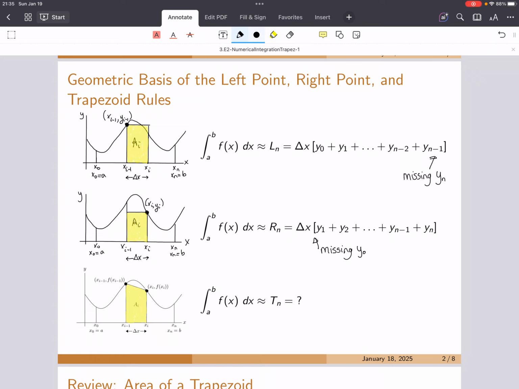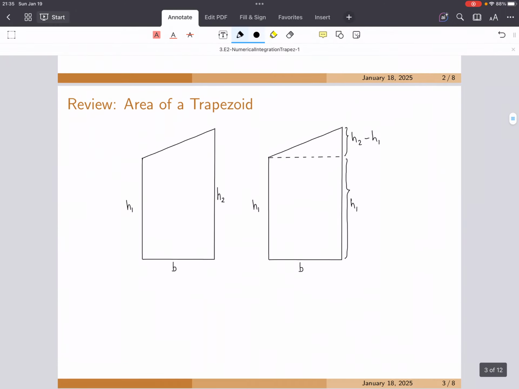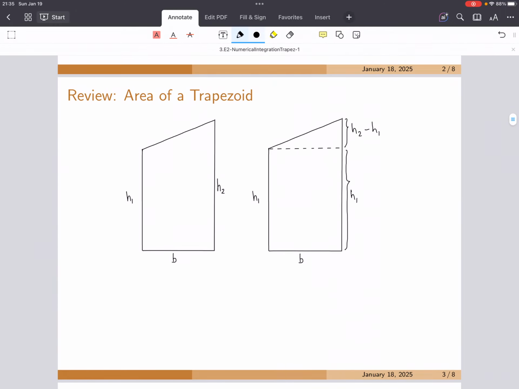So in order to develop that formula, let's first of all remind ourselves how we calculate the area of a trapezoid. So I've got two trapezoids shown here already. They're exactly the same trapezoid, but we're going to look at them a little bit in a different way. So on the left, I've got a trapezoid where the width of the trapezoid is b, or base b. The left height is h1, and the right height is h2. We can dissect this trapezoid into a rectangle and a triangle, as I've shown on the right-hand side.